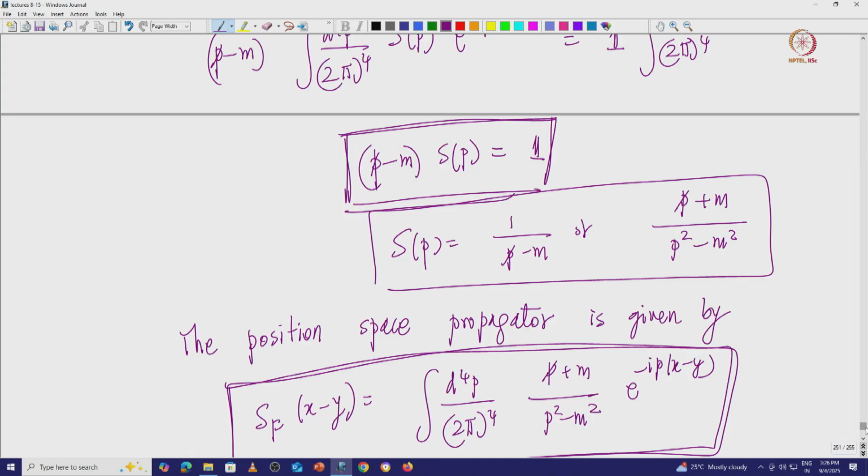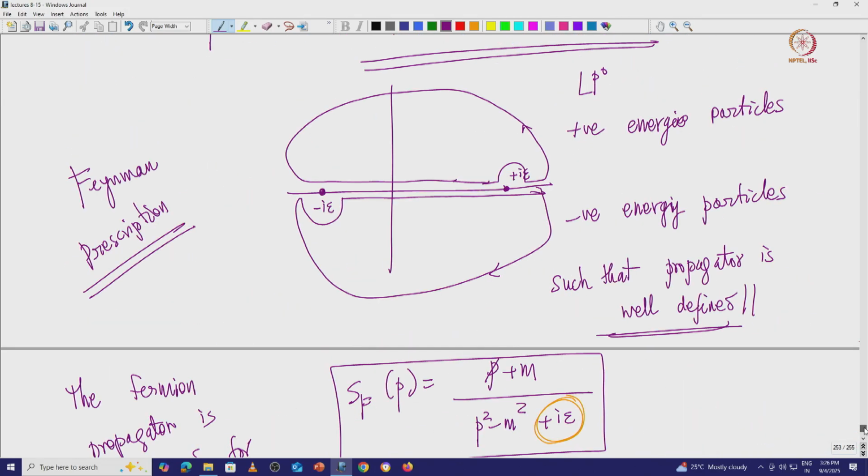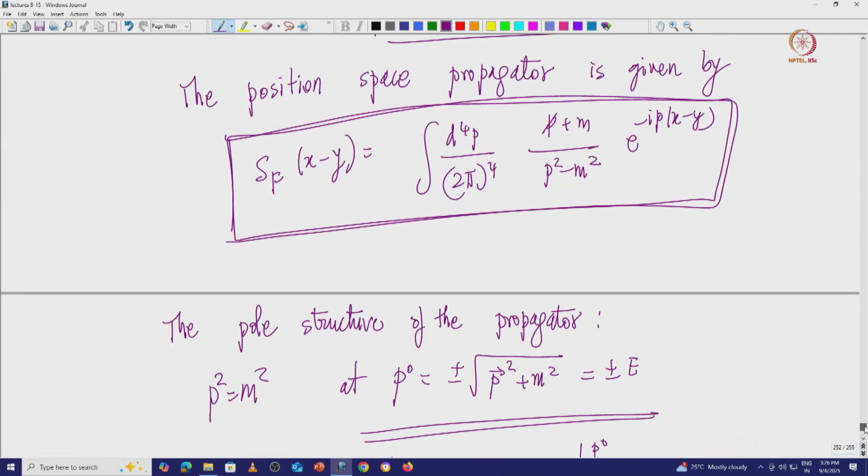Now the position space propagator is given in this particular fashion. Okay, this is obvious, and then what we looked at is the pole structure of this. You had to solve this integral. It has a pole at p square equal to m square, and this would mean that when the particle is on mass shell essentially there is a pole.